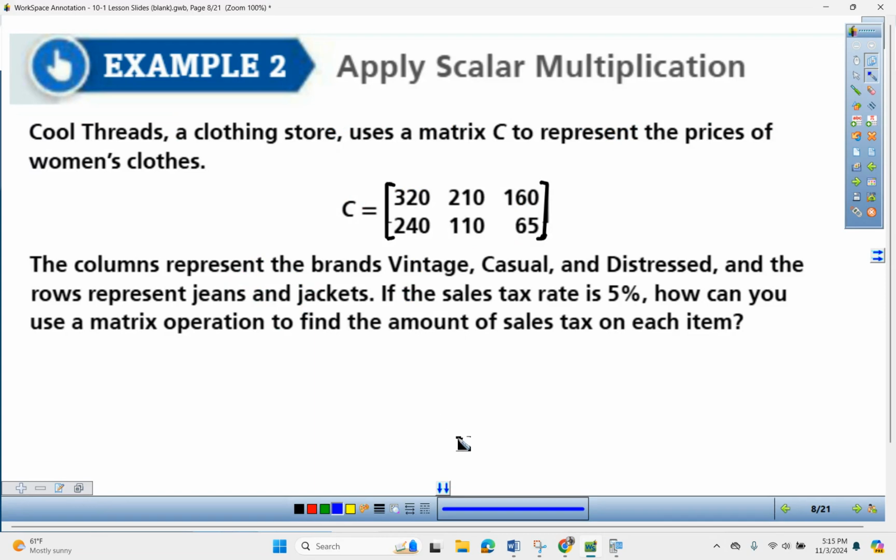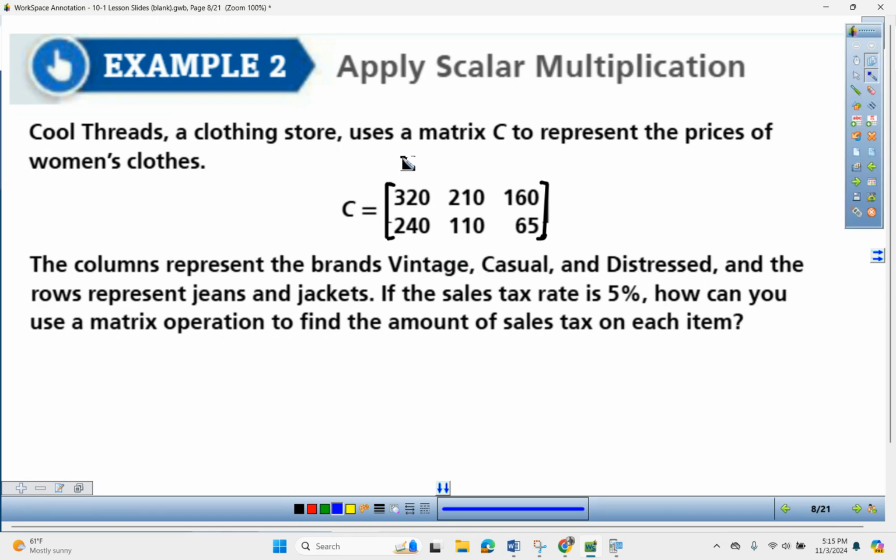Okay, we're ready for example 2. Apply a scalar multiplication. Cool Threads, a clothing store, uses the matrix C to represent the prices of women's clothes. So this is called matrix C, and you see I've corrected it. The matrix is driving me crazy. The columns represent brands.